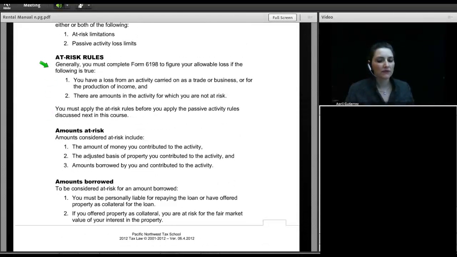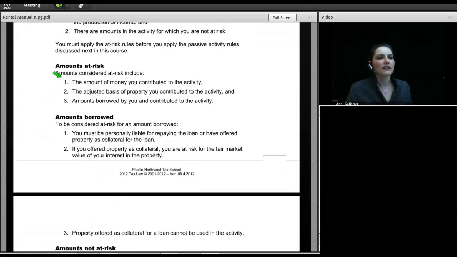Generally, you must complete Form 6198 to figure your allowable loss if the following is true. You have a loss from an activity carried on as a trade or business or for the production of income, and there are amounts in the activity for which you are not at risk. You must apply the at-risk rules before you apply the passive activity rules, which are discussed next in this course.